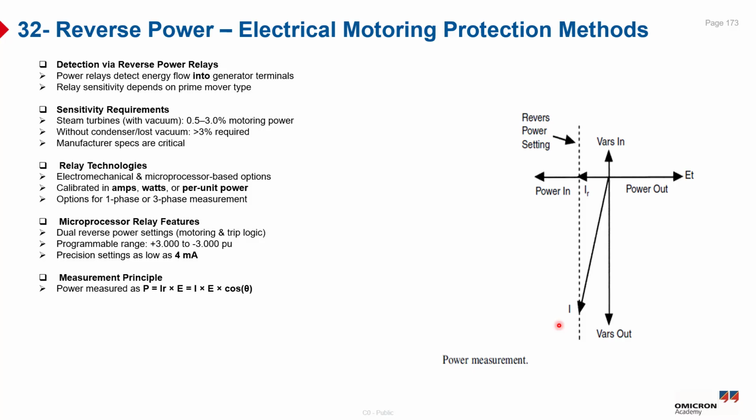When it comes to relay selection, we have electromechanical, electronic, and modern microprocessor types. The new digital relay provides higher precision, easier calibration, and multiple setting options, often with two independent reverse power stages for motoring and trip logic. Finally, this relay measures the real power using the formula P equals I multiplied by voltage multiplied by cosine theta, where the direction of power flow determines whether the generator is producing or motoring.